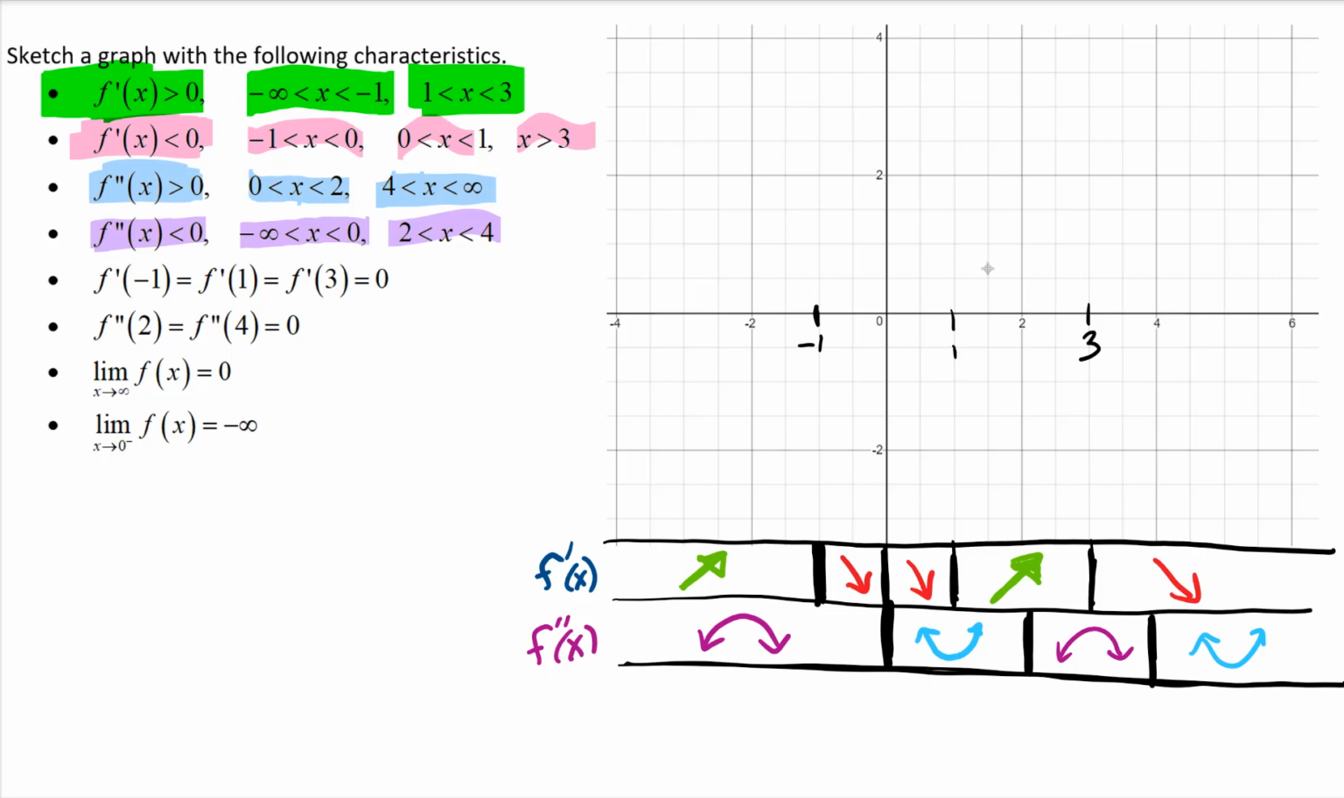Now, let's see what can happen. We're going to start graphing this, and from negative infinity up to about negative 1, we're increasing, but it's concave down. So something like this. Is that cool?